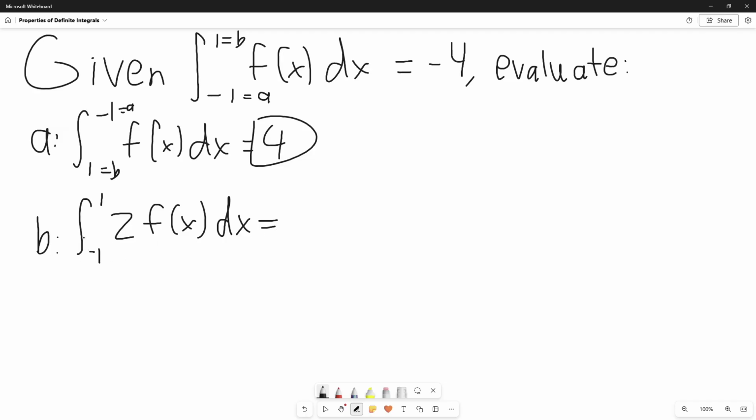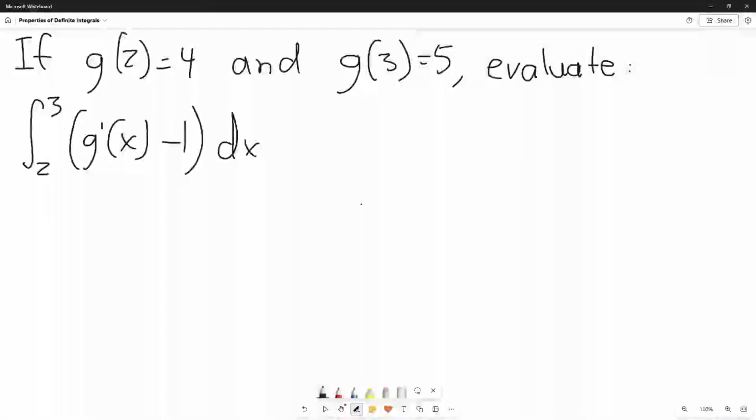Now let's do B. You might notice that we have a constant multiplied by the rest of our function inside of our integral, so we can just take that out as we learned in our properties. So we can rewrite it as 2 times the integral from -1 to 1 of f of x dx. And I can notice that this is what we have here, so we can just substitute -4 into that. So 2 times -4 is equal to -8. And that's our answer.